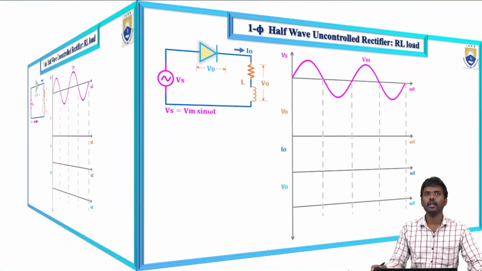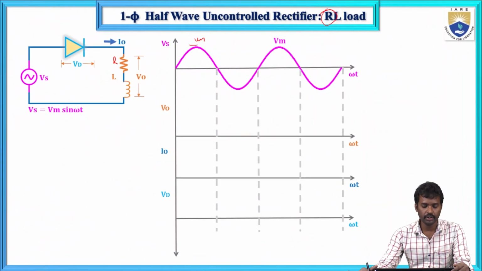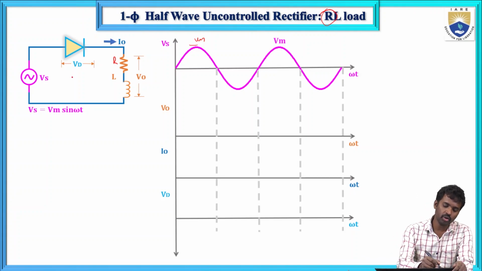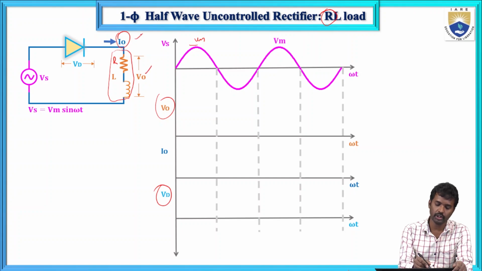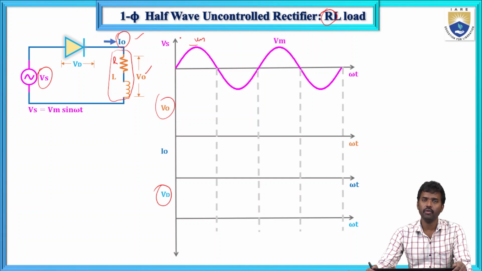First, how does it work? In the uncontrolled rectifier we use a diode only, not thyristors. Vd is the voltage across the diode, and I will show you that waveform. The load is the RL load, with the output voltage and output current, and Vs is the supply voltage. So how does it work?